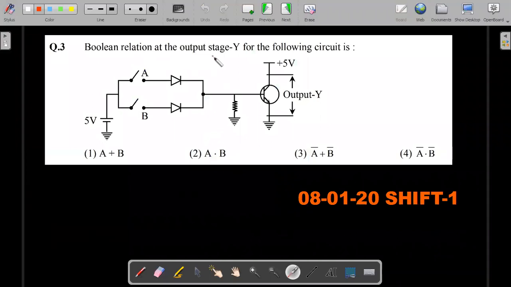Boolean relation at the output stage Y here for the following circuit. It looks like a big circuit. There are some diodes and there is some transistor here. So we need to be able to solve this in parts actually. You want to give it a try? Pause the video here, have a try, and come back for the solution. So I'm going forward with the solution now.